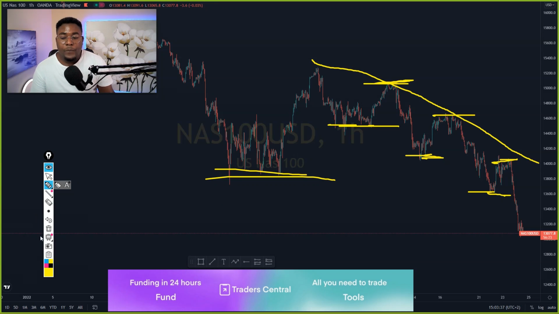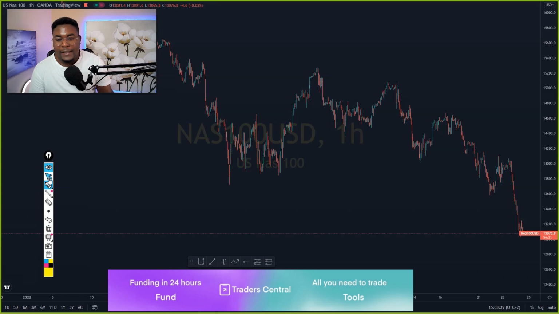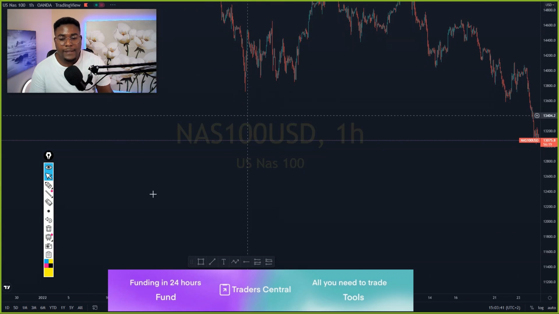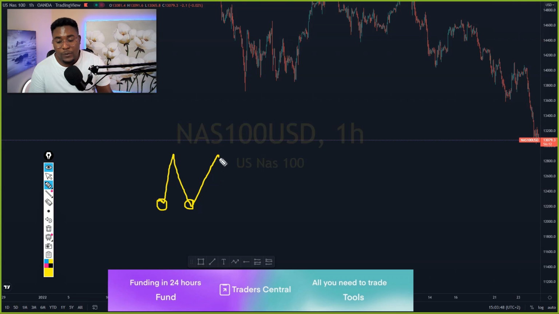And remember, Nasdaq does respect its previous moves. Let's say maybe the market created something like this. Mostly the market will come back again, if maybe the trend allows the market to do something like that, then the market will come back again and respect that area.